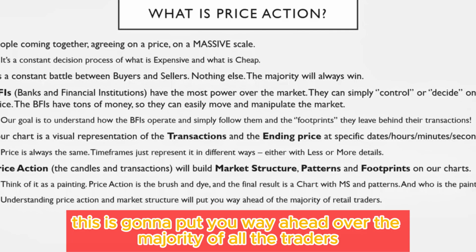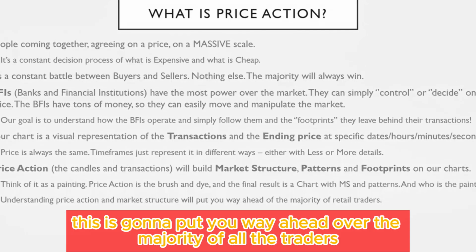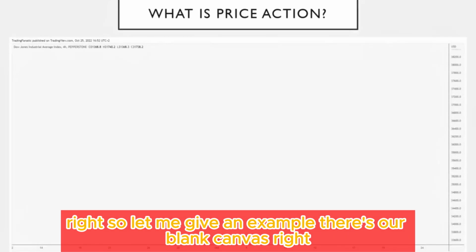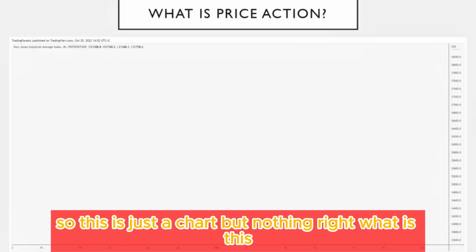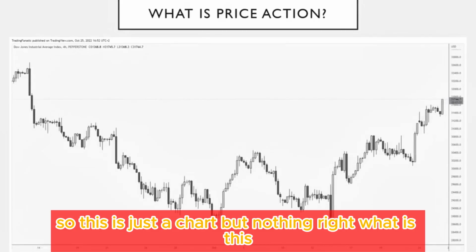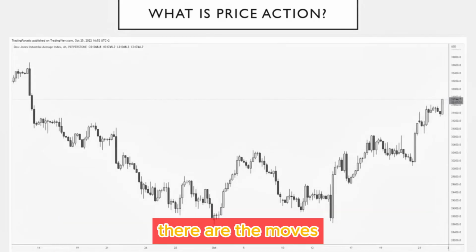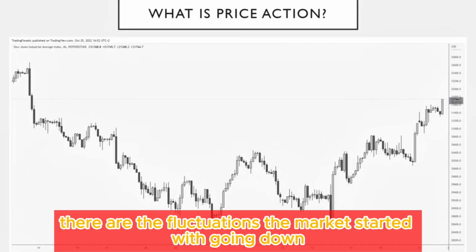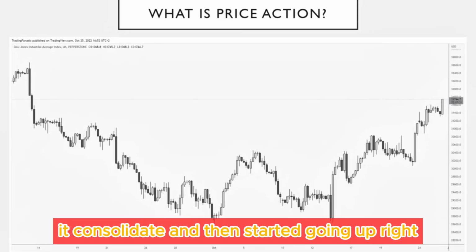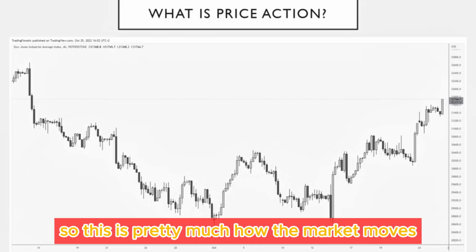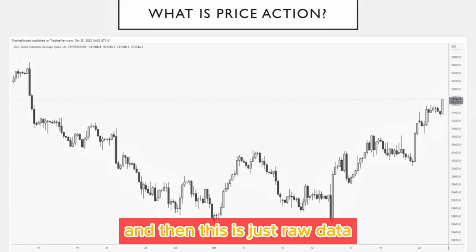This is going to put you way ahead of the majority of traders, right? So let me give an example. There's our blank canvas, right? This is just a chart, but nothing, right? What is this? Well, this is price action. There are the candles, there are the moves, there are the fluctuations. The market started going down, it consolidated, and then started going up, right? So this is pretty much how the market moves. And this is just raw data.